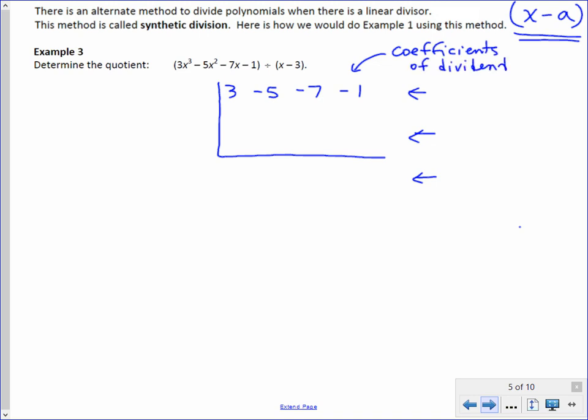If a term was missing in my dividend, there would be a 0 placeholder. Just like you do placeholders for long division, you still do placeholders. Over here, you are going to put whatever value of x would cause the divisor to be 0. So what number would cause x minus 3 to be 0? 3. The number that causes the divisor to equal 0.